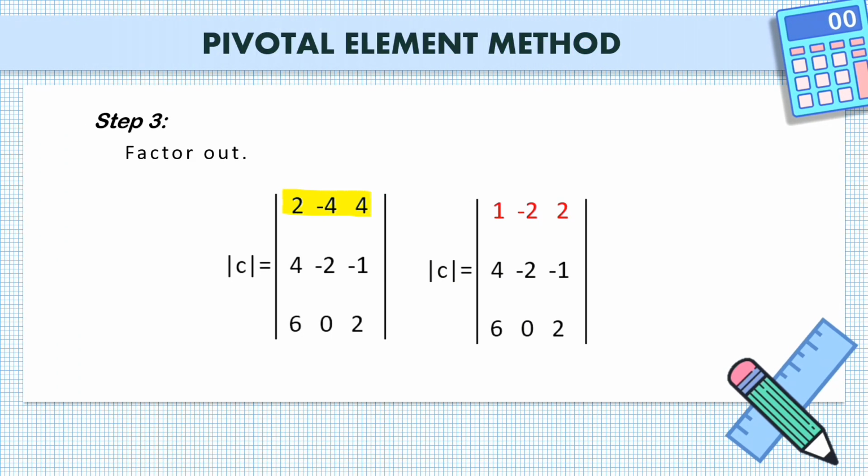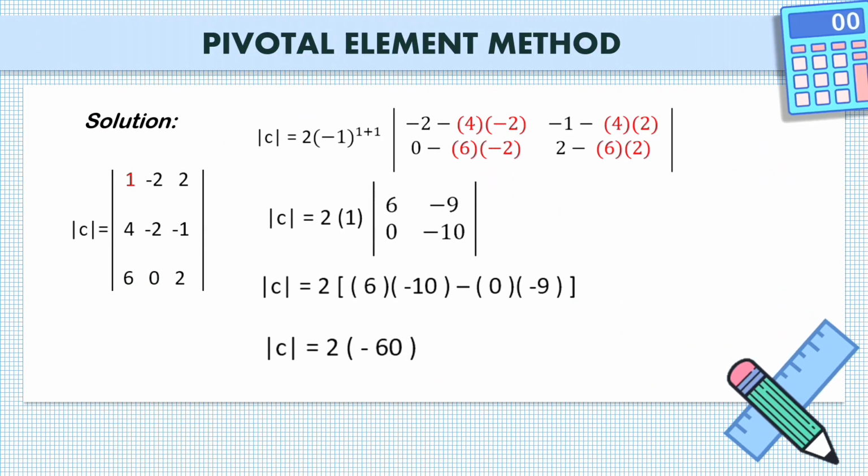Step 3. Factor out. So, dahil meron na tayong pivotal row na napili at pivotal element, magdi-divide na tayo or magfa-factor out na tayo by 2. 2 divided by 2 is equals to 1. 2 divided by -4 is equals to -2. 2 divided by 4 is equals to 2. So, for the next step, dahil meron na tayong pivotal element at pivot point, we have to move to the next step na mga ginawa natin sa previous example.